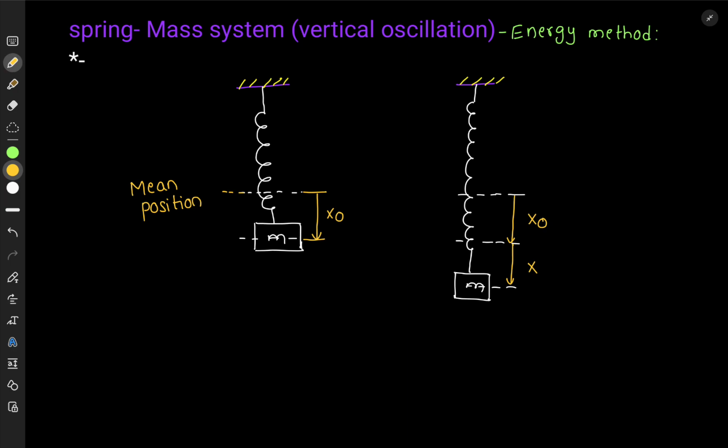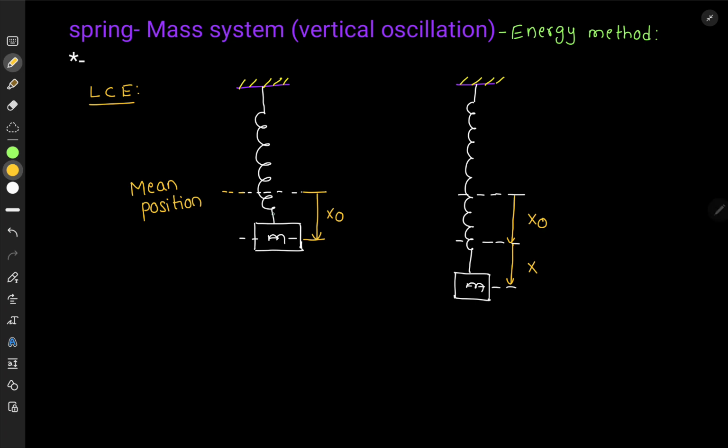So first of all, we are going to consider the law of conservation of energy. The total energy of the system is constant. What is the total energy of the system here? System means the spring and mass together, called the system.